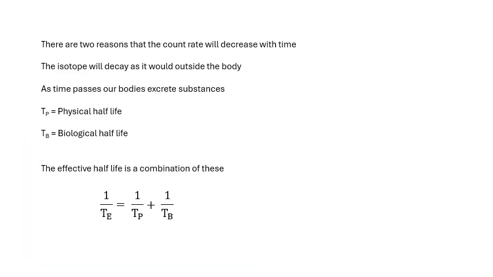Now, there are two reasons that the count rate will decrease with time. One of them is the physical half-life. These substances, for example, I said the technetium has a half-life of 6 hours, but then there's also the biological half-life. So the substance that it's attached to will naturally be broken down, perhaps by the liver, and then excreted by the kidneys or through the intestines or whatever.